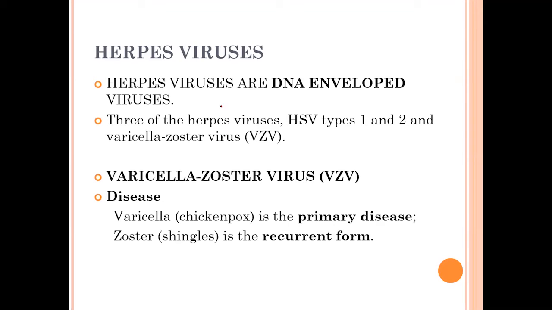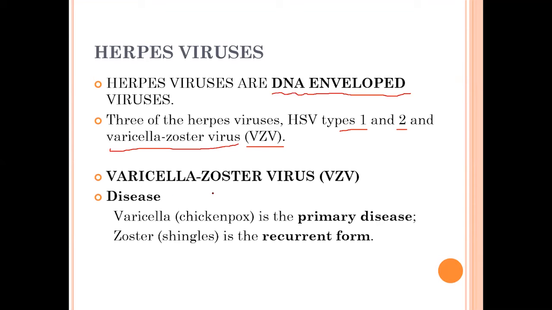Herpesviruses are DNA viruses. It's a group. They have type 1, type 2, and another special one we call VZV. Clinically, the other ones cause no problem, so we mainly talk about this one.